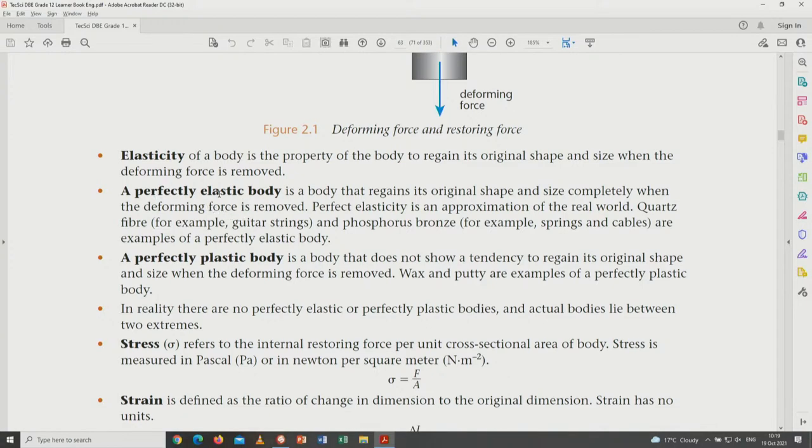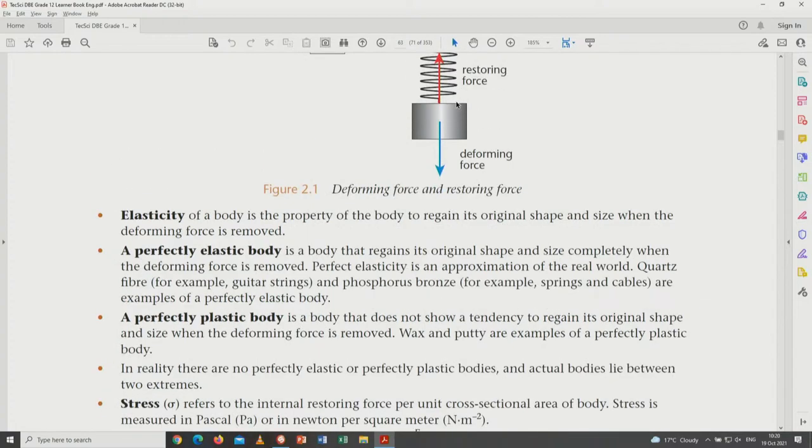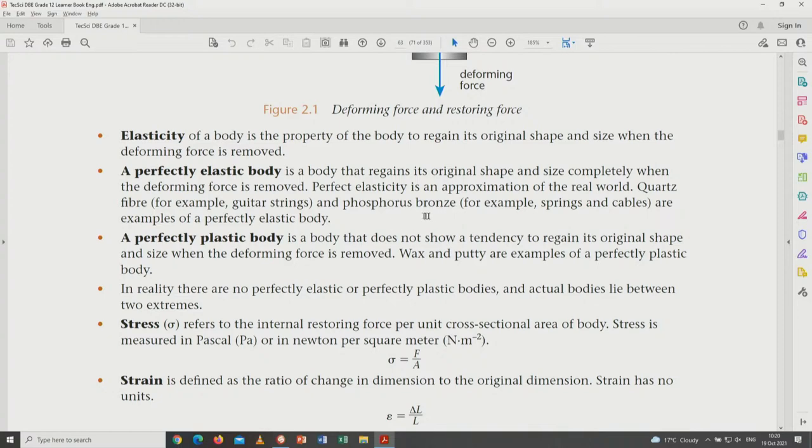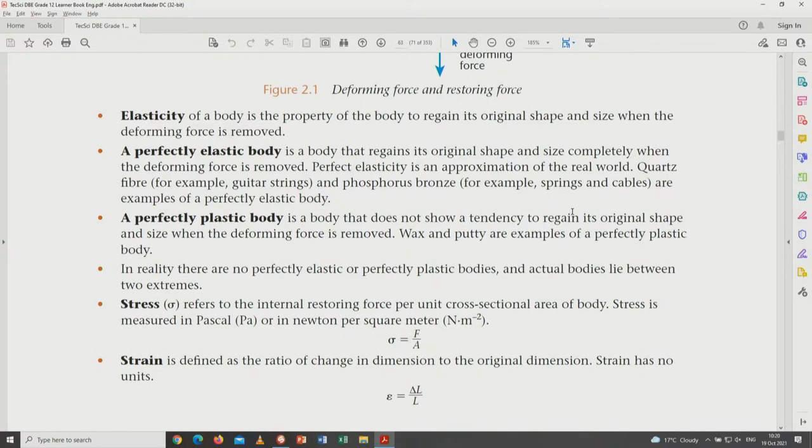There will be what we refer to as perfectly elastic bodies. A perfectly elastic body will be a body that will regain its original shape and size completely when the deforming force is removed. Then we say it is perfectly elastic. And of course, perfect elasticity is an approximation of the real world. Quartz fiber is used in guitar strings, so those are perfectly elastic examples, or close to perfectly elastic, and also phosphorus bronze, which is used in springs and cables. So this spring will be made from phosphorus bronze, which is an alloy. So those would be examples of a perfectly elastic body.